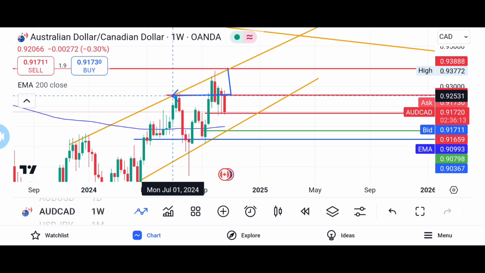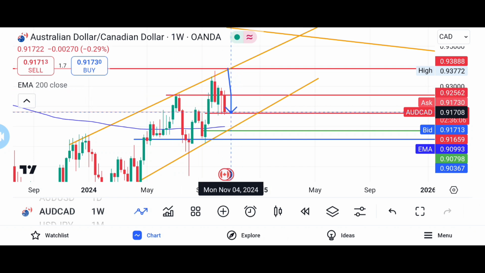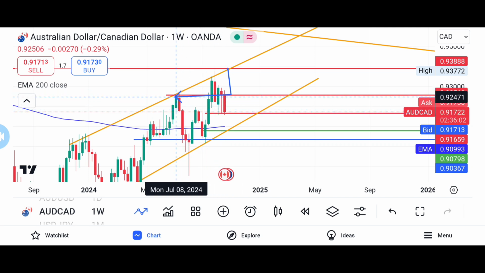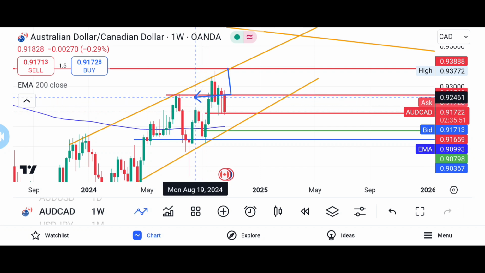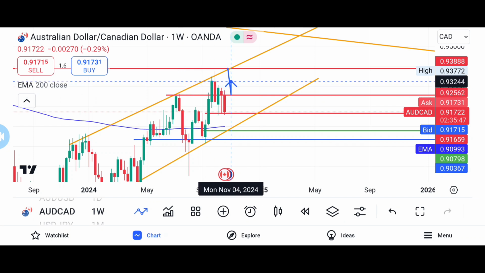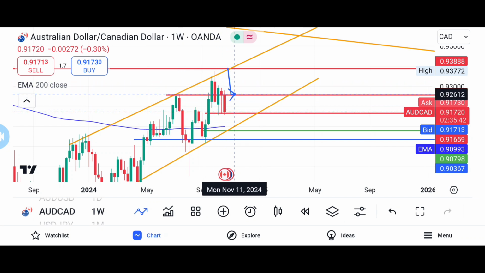So this red line still represents resistance. So what are we expecting, guys? If you can see clearly on the weekly, we are having something like a head and shoulders. This is our right shoulder, and then this is our head. We are yet to form the left shoulder.